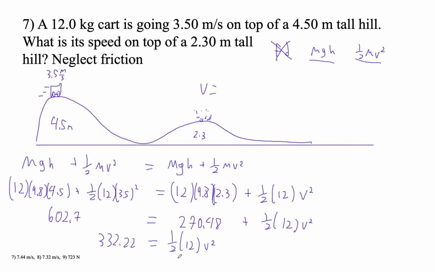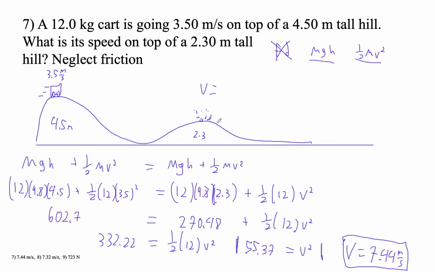So now I'm going to take this number times 2 to get rid of the 1/2. Divide by 12, and I've got 55.37 is v squared, and then I'm going to square root that. So second square root, second answer. And I get that the velocity is 7.44 meters per second.